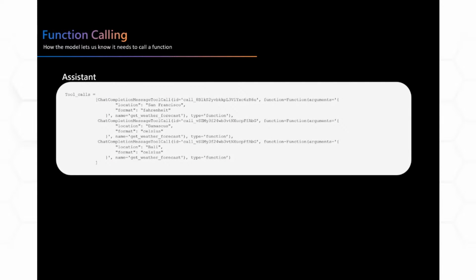Now the model can tell us when it needs to use a function by giving us an object called tool calls. So whenever there's a tool calls object in the response, that's when you need to make a function call, and the model tells you the functions it needs. It gives you the function ID. It tells you it needs a function with the following parameters: location and format. In this case, it wants to run a function with location San Francisco, format Fahrenheit, and the name of the function should be get weather forecast, and then run again for Damascus in Celsius and for Bali in Celsius.